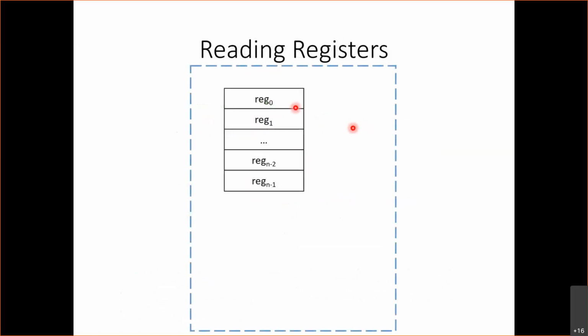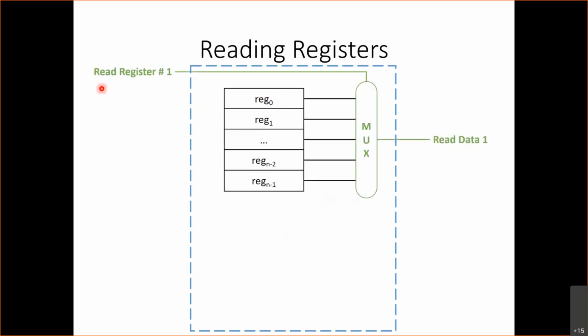If I have a register file with n registers, I'm going to have register 0 to register n-1. Each of these registers is going to be an array of flip-flops. Then I'm going to take the number of the register I want to read and pass that as a select signal to a multiplexer. The multiplexer is going to select the output of one of the registers and provide that as the read data. So if I provide 5 as my input, I'm going to select register 5, and the read data is going to be the value in register 5.